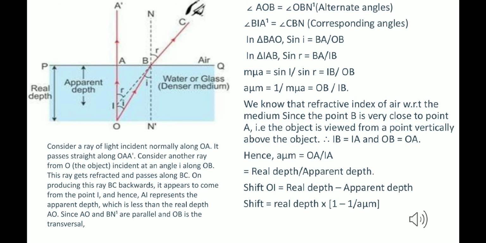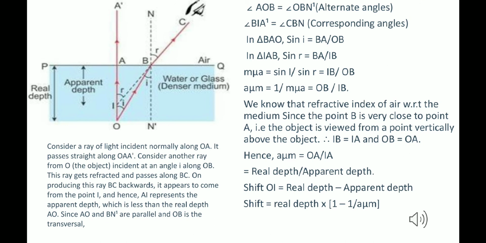Since AO and BN dash are parallel rays, you can see in the diagram, and OB is the transversal, angle AOB is equal to OBN dash. Alternate angles, we can say. You have done this, parallel lines and transversal. Now BIA dash is equal to CBN, yes, corresponding angles. If CB is traced back, it is coming to I. So BIA dash is equal to CBN, corresponding angles. Now that means r is equal to r and i is equal to i at point B.